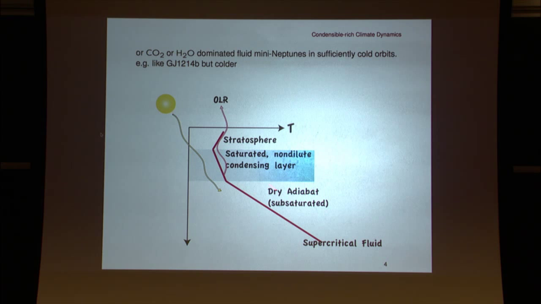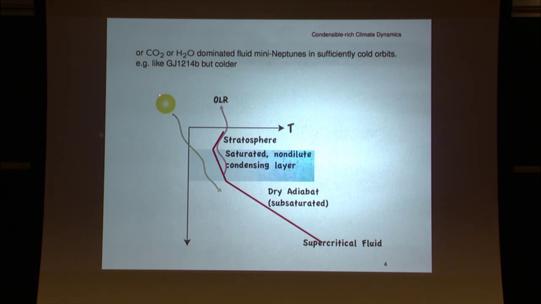Even without a solid surface, there's something that's analogous to a runaway greenhouse effect. You develop a saturated non-dilute condensing layer up here, where, as I'll show you shortly, the temperature is purely determined by the pressure. And if it's optically thick enough, then the radiation to space is determined within this layer. That's why the dynamics of this layer is so important. You can't actually change the amount of infrared radiative cooling to space by changing the temperature down here, because you don't change the temperature here when you change the temperature down here, because this is determined purely by Clausius-Clapeyron in the non-dilute limit.